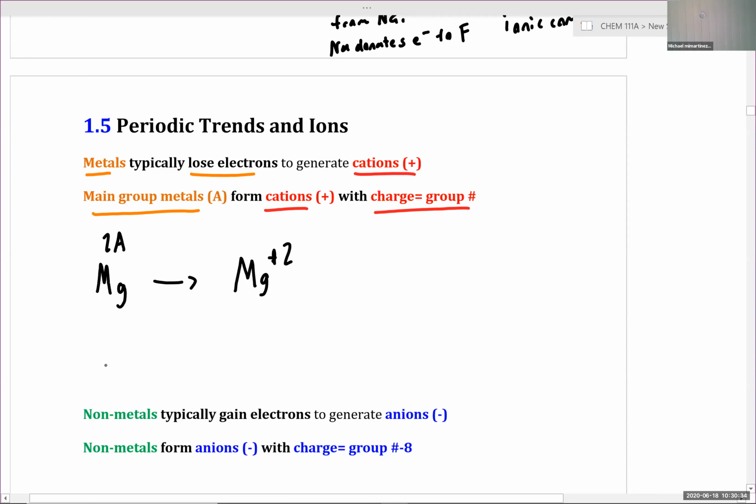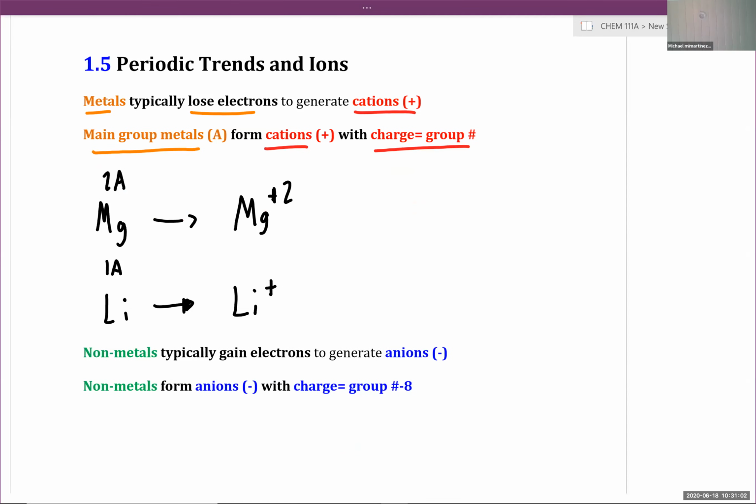Let's do another example. What about lithium, which is a 1A element? What charge would we expect to see for lithium based on that reasoning? +1, exactly. So we'd expect lithium to generate lithium plus. Perfect.